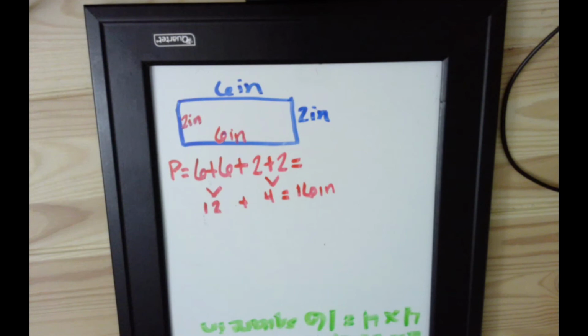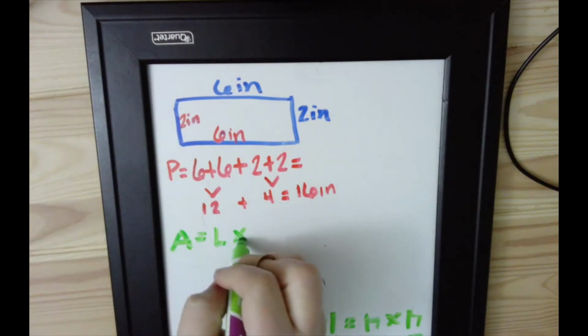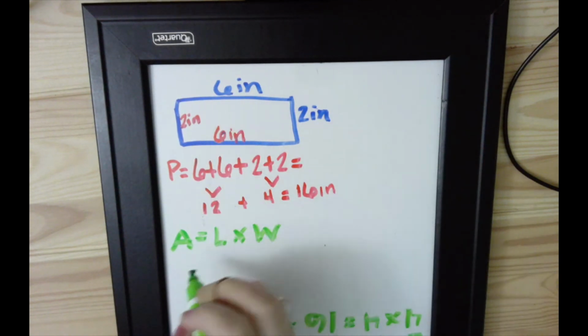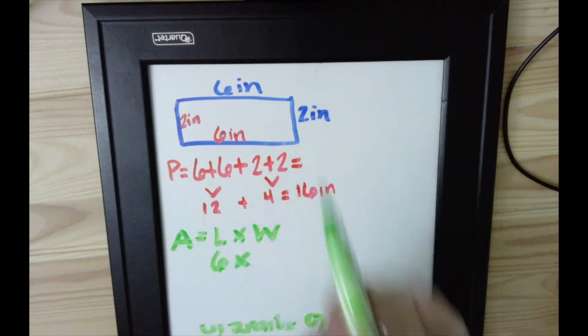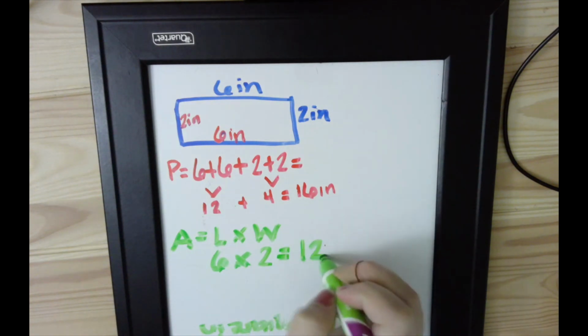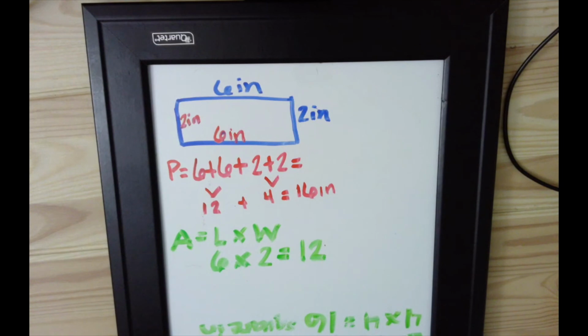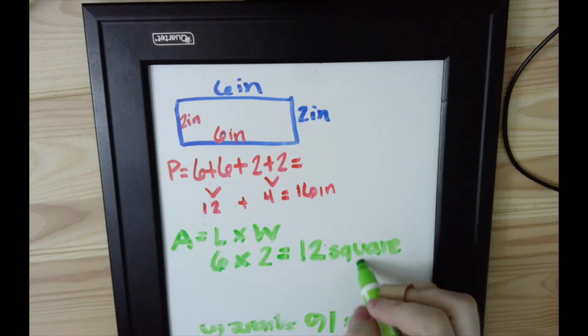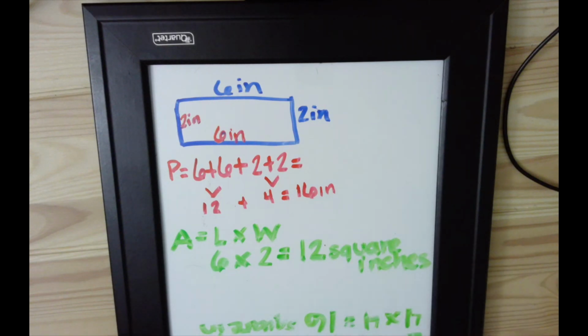So moving on to area. Again, the formula for squares and rectangles is length times width. The length is going to be that 6, so we have 6 times the width, which is 2. 6 times 2 equals 12. And we're talking about area, so how much can fit inside? So that is 12 square inches. All right.